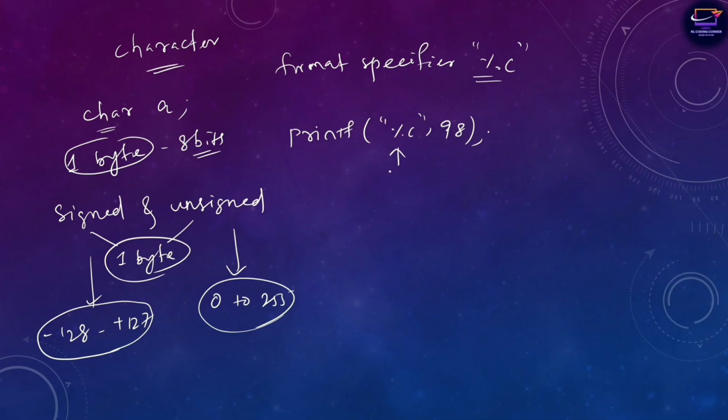It means after the comma, the first item is a character, but after the comma there is a number, 98. So it will print the corresponding character of 98. We get the character according to the ASCII code, and according to the ASCII code, 98 is the character small b. So the output will print small b, right?